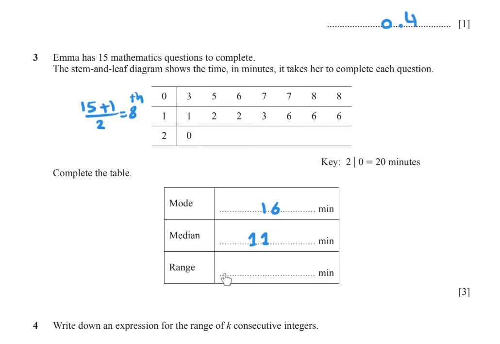To find the range, the greatest value minus the least value. The greatest value is 20. The least value is 3. So 20 minus 3 is 17.